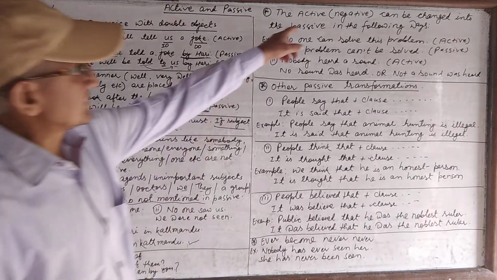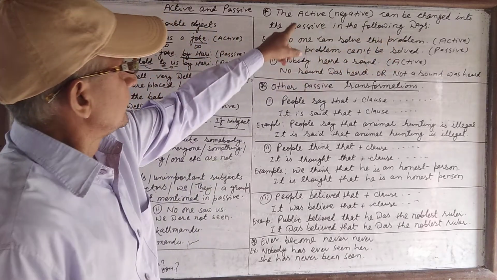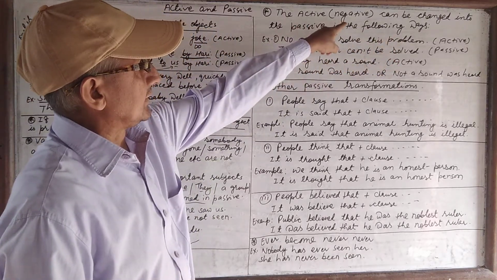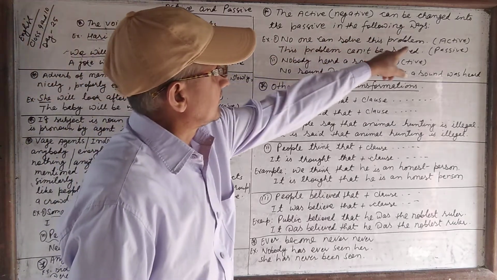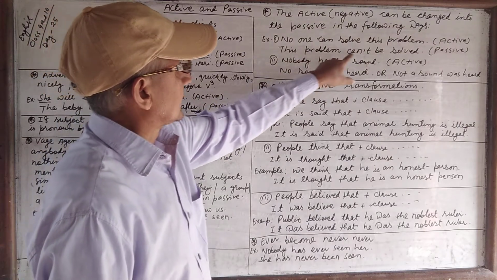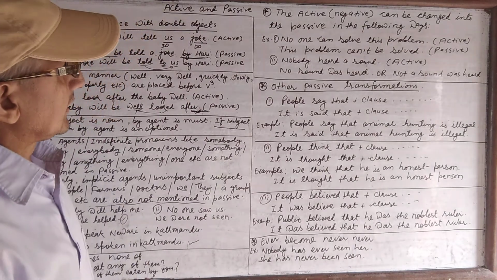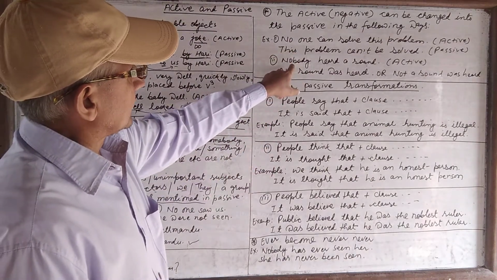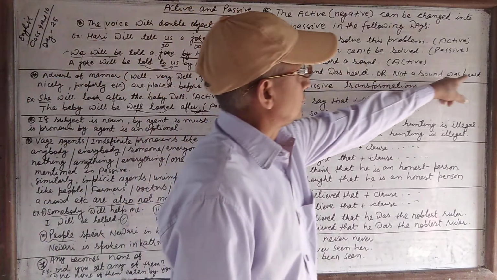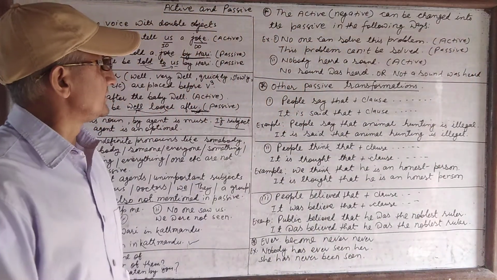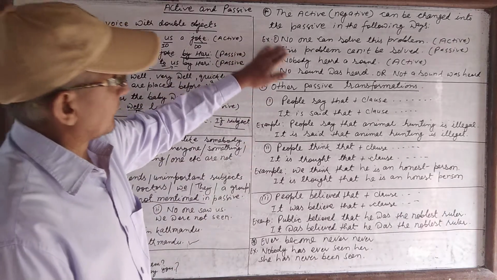Another is the active negative, which can be changed into passive in the following ways. Active negative sentence can be changed into the passive in the following ways. No one can solve this problem. This problem can't be solved. In this way, we change the active negative into passive. Another example, nobody heard a sound. No sound was heard, or not a sound was heard. In this way, we change active negative into passive in the following ways.